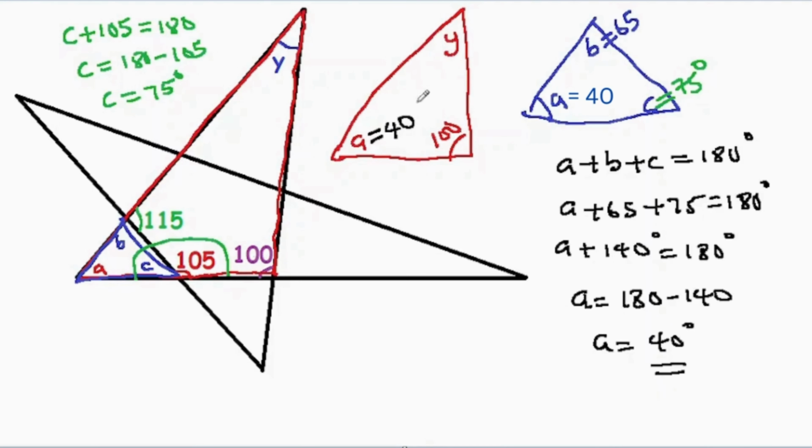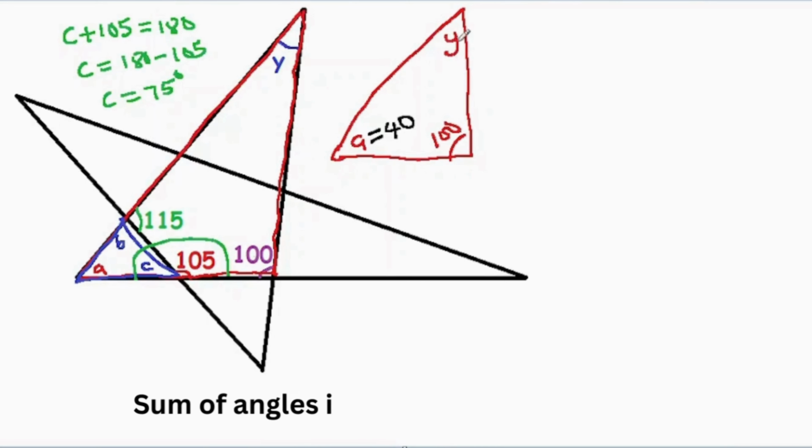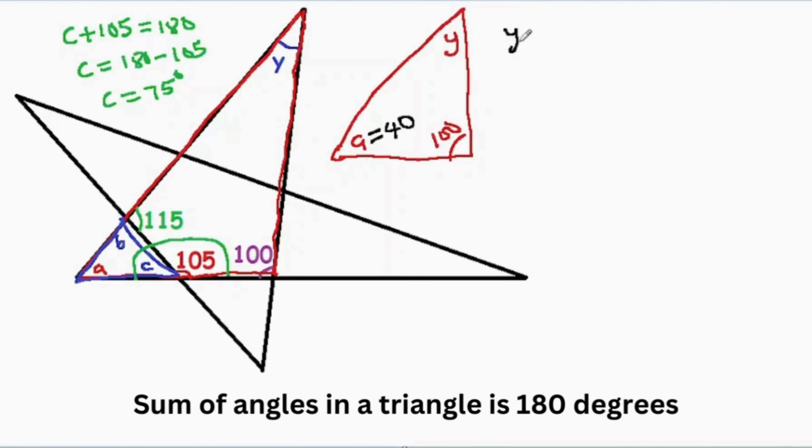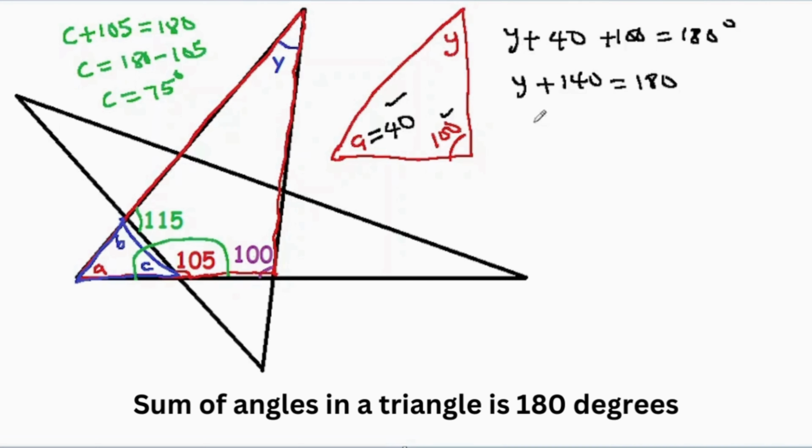Now we can find Y. Considering the red triangle, sum of angles in a triangle is equals to 180 degrees. So Y plus 40 plus 100 is equals to 180 degrees. So here we have 40 plus 100, that's 140 degrees, is equals to 180. Subtract 140 from both sides of the equation, so we have 180 negative 140. So Y is equals to 40 degrees.